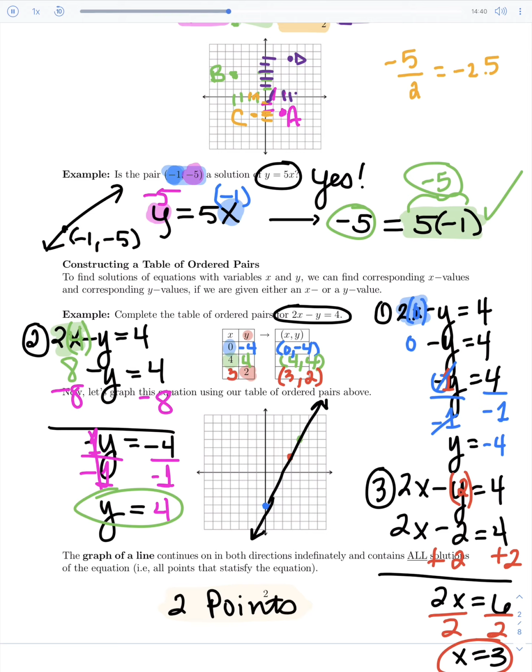A lot of people do like to do 3 points though, because then if one of the points is off, you know you've made a mistake somewhere. But 2 points is really all you need. And when you actually graph something in MyMathLab, that's all they'll let you use is 2 points. You'll select the little line tool and you'll plot 2 points, and then it will go ahead and draw your line in for you.